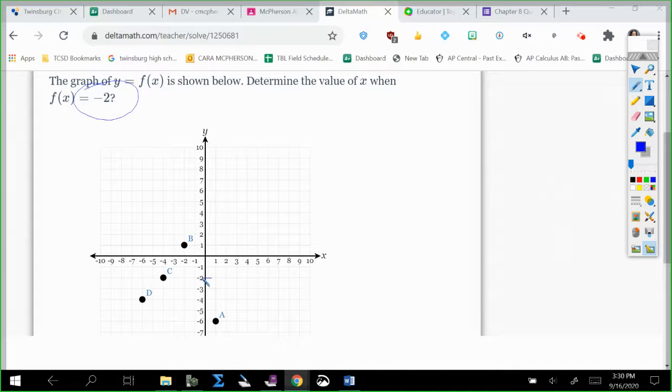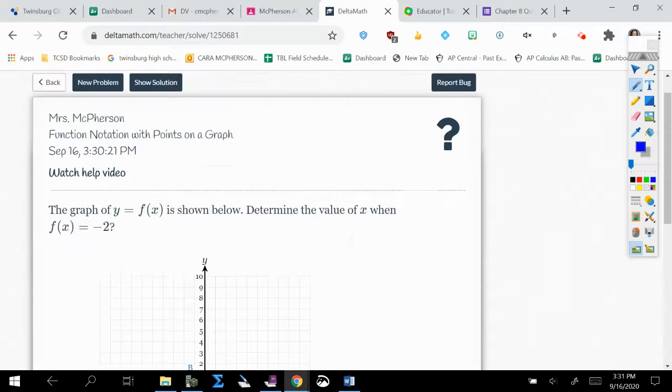So you're going to go to negative 2 on the y, and you want to find the point that has the negative 2 on the y. So here it is. And you want to write down what the x value is at negative 2. So the x value at negative 2 would be right here. It'd be negative 4. So that's how we determine on a graph. Let me show you a couple more here.